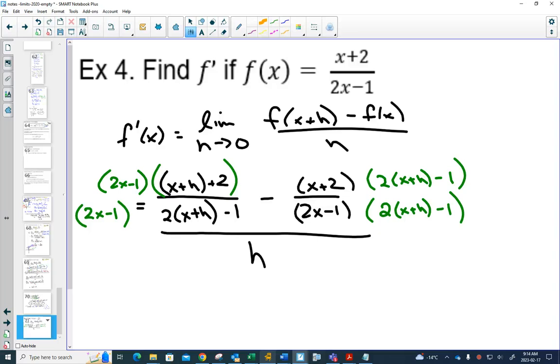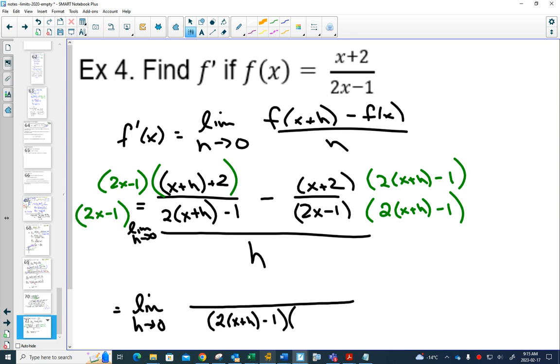And I would lose half a mark because in the next step I forgot to write the limit part. I have to write that every single time until I can apply the limit. So next line, limit as h goes to 0. On the top, can you see that you now have a common denominator? 2x plus h minus 1 times 2x minus 1.